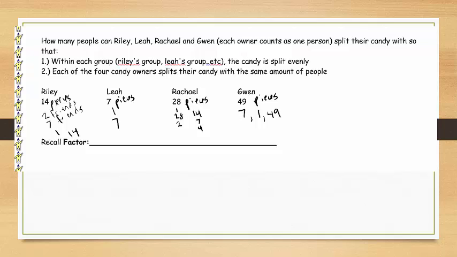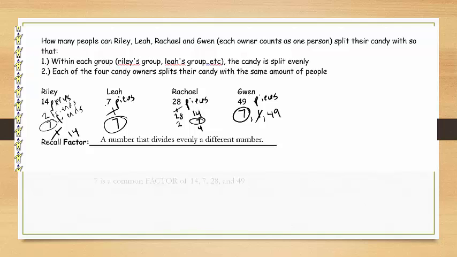So the question to you is, besides 1, so 1's not really sharing, so I'm just going to ignore 1 for right now, what do they all have in common? And that number would be 7. So if you recall what factor means, a number that goes evenly into another number, it's not a coincidence that 7 goes into all of these. That's the idea. When you split something into groups and you want it evenly, you're basically looking for a factor.